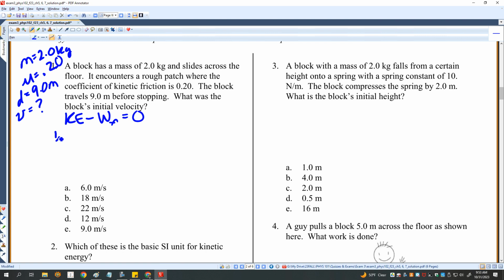Okay? So that's 1/2 mv squared minus the frictional force times the distance is equal to 0. Or you can just say that the kinetic energy is equal to the work done by friction. All of that kinetic energy is taken away by the frictional force. I need to know what is the frictional force. I know that F is equal to mu times the normal force. That's going to be 0.2.